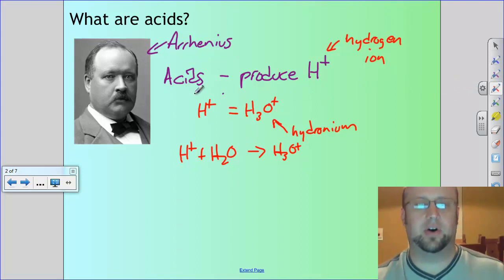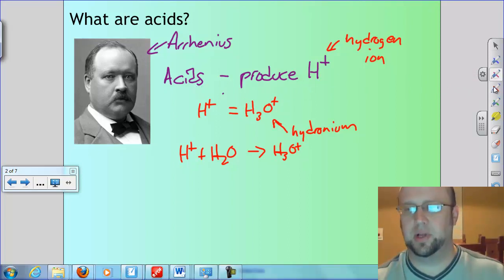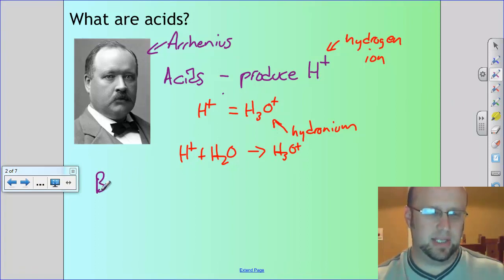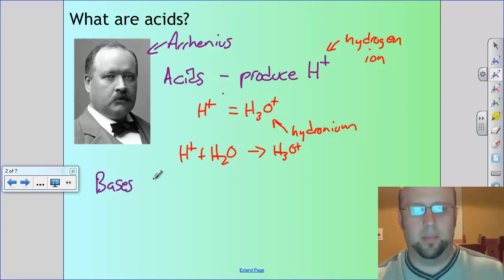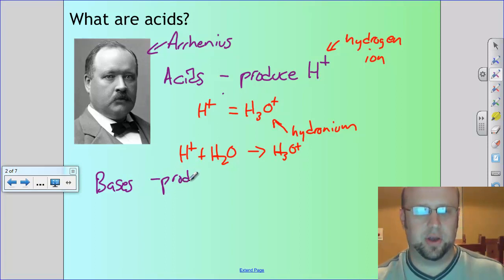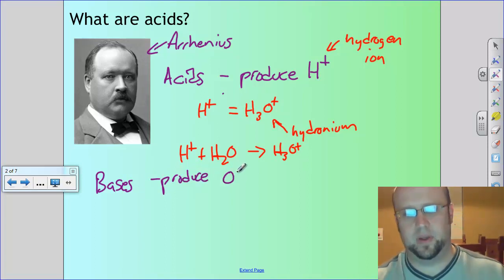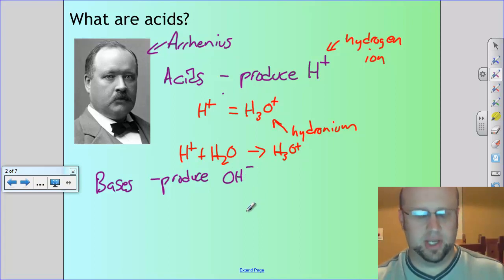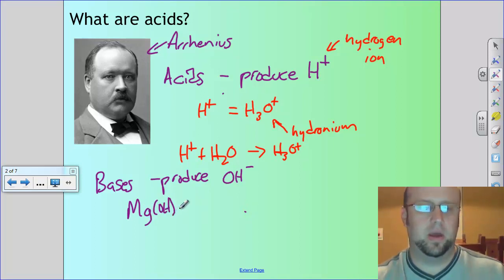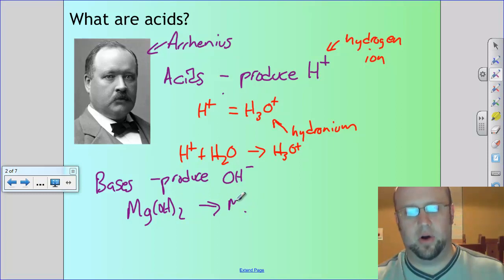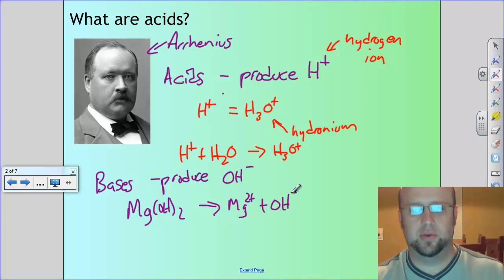So that's what acids are according to Arrhenius. They are things that produce H+. Now, according to Arrhenius, bases produce hydroxide ions. So anything that makes OH- ions would be a base. A good example would be magnesium hydroxide. When that breaks down in water, it forms Mg2+ plus 2 hydroxide ions. That makes it a base. If it makes OH-, that makes it a base.